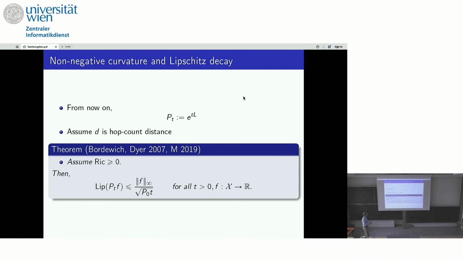Yeah, what we want to do is show this expander graph question. So the question was, do you have expander graphs with non-negative curvature? And we wanted to give a quantitative bound on the spectral gap. So the starting point is the Lipschitz contraction in terms of the infinity norm, which is just well known in the case of metric measure spaces, and also not much more complicated in the discrete setting.